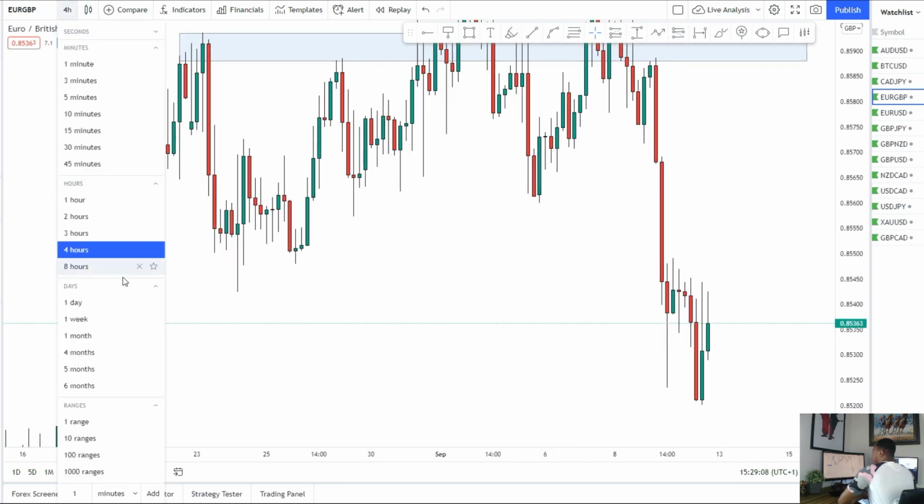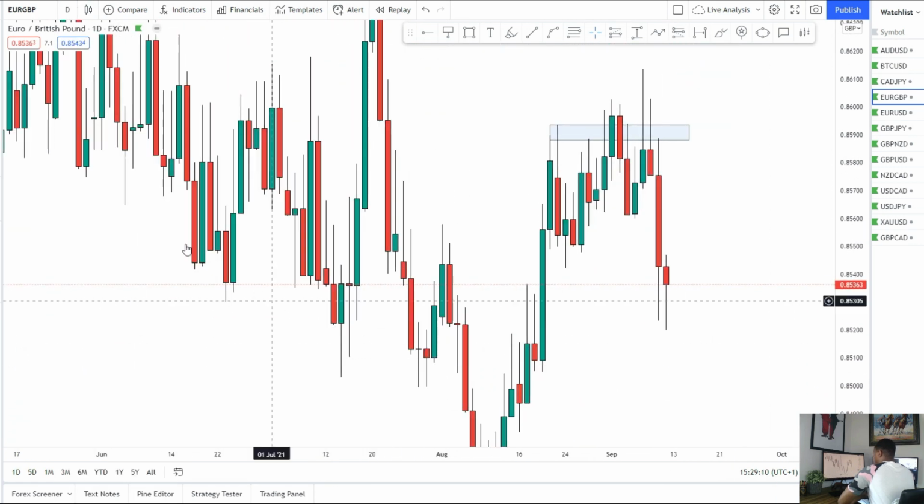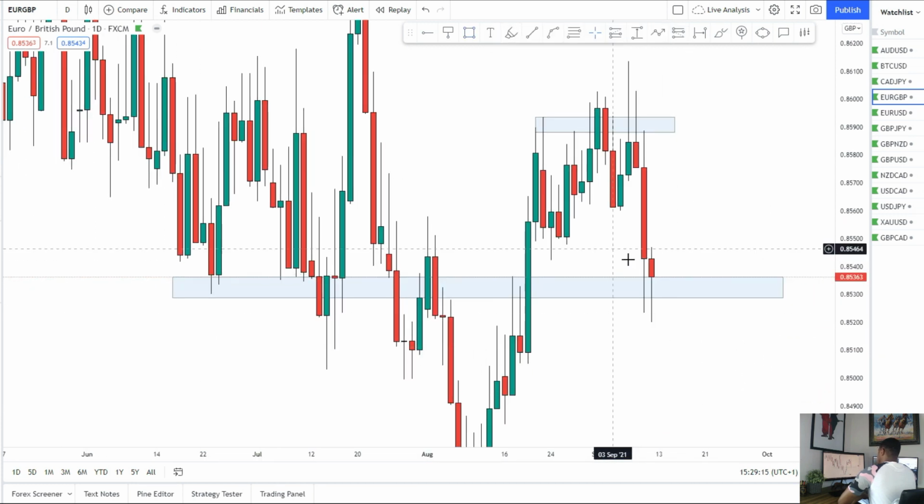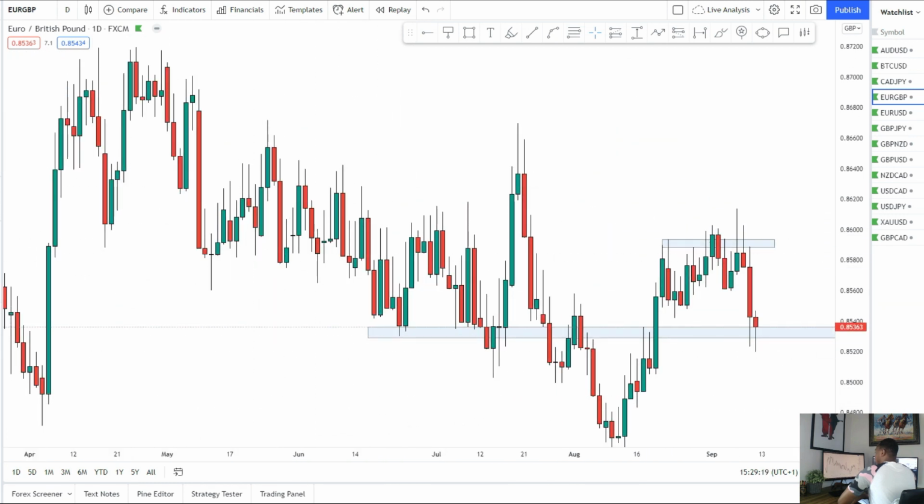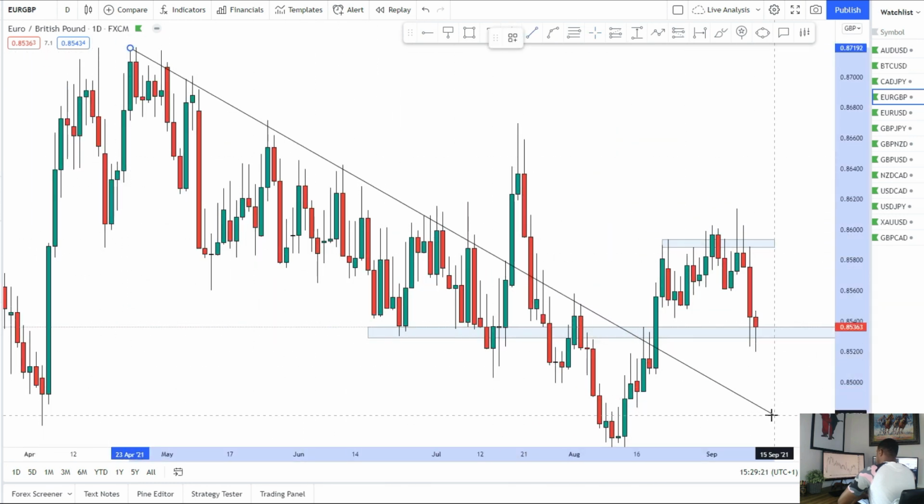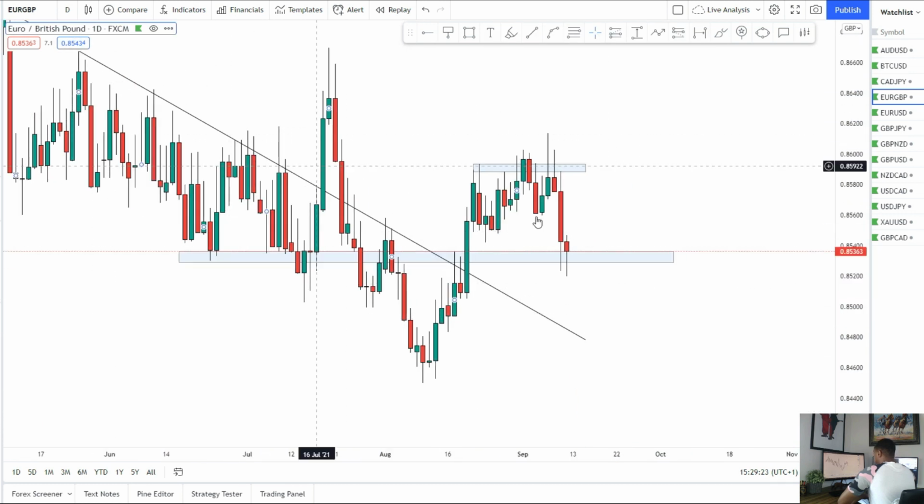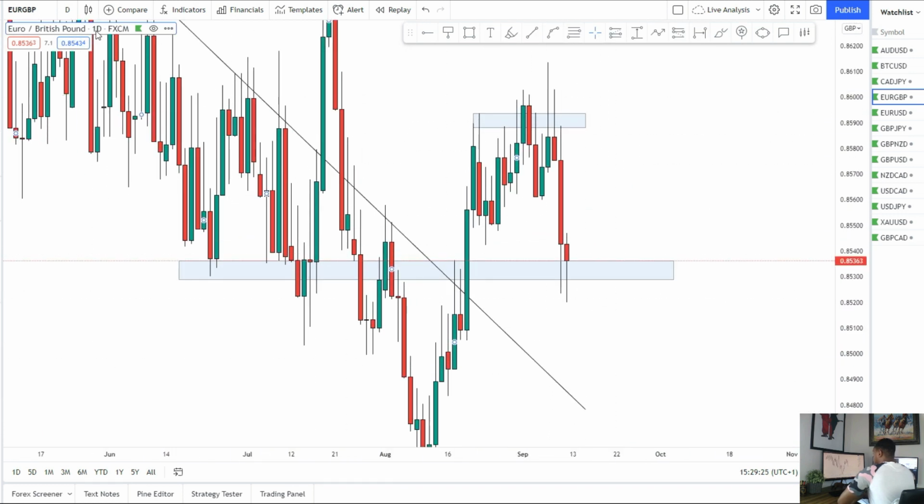I was talking about this daily level of support here. If we do come back into this level, we can look for buying opportunities, and so far we're seeing some nice quick rejections there because we are still above this trend line here as well, and still looking for price to continue to the upside. But if you do break through that, we might see a bit more downside.